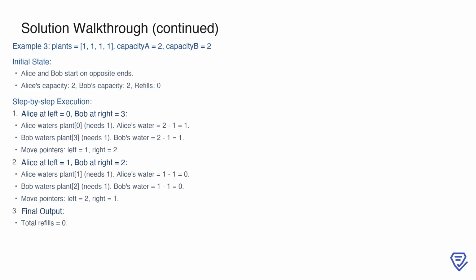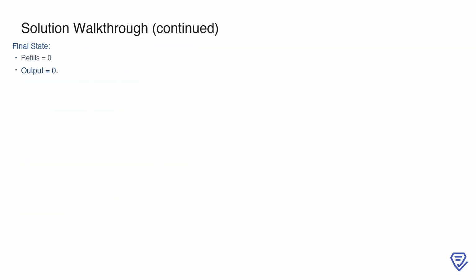They then move inward, where Alice waters the second plant, depleting her water to 0, and Bob waters the third, also depleting his water to 0. Since all plants have been watered and neither Alice nor Bob needed to refill, the total refills remain at 0. At the end of this example, Alice and Bob successfully water all the plants without requiring any refills. This results in a total refill count of 0, and the output for this example is 0.